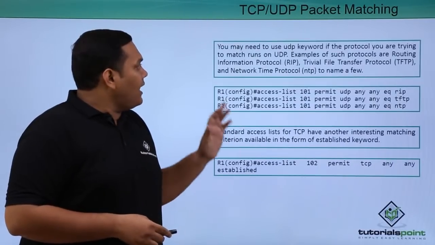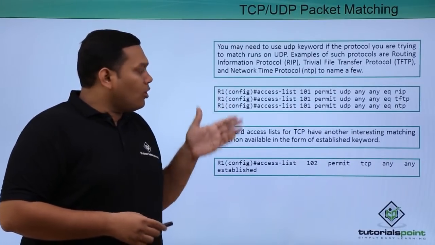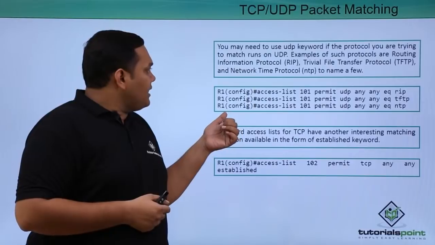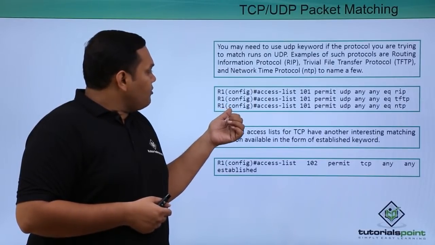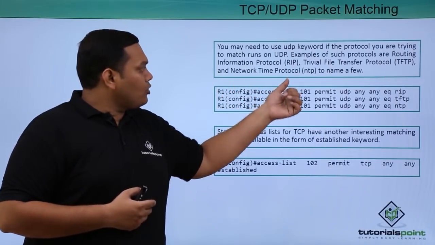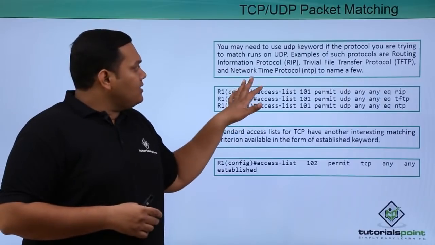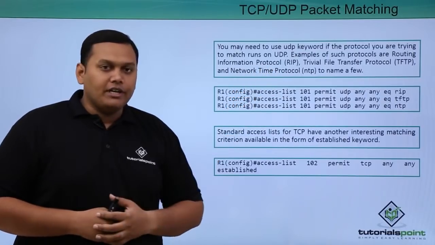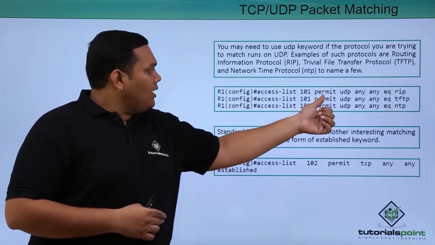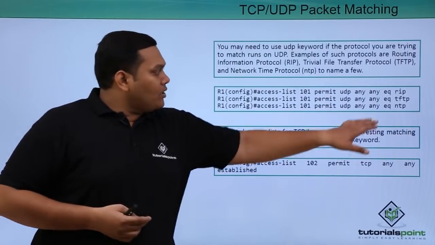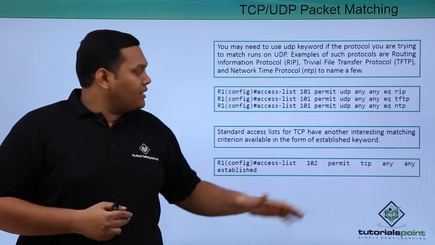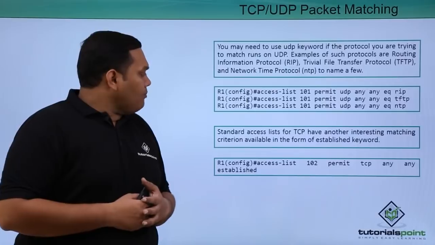You will need to use the UDP keyword if the protocol in your extended access list packets is UDP. It covers the Routing Information Protocol, Trivial File Transfer Protocol and also the Network Time Protocol, to name a few. That means under UDP you can have these protocols configured and match on them, such as access-list 100 permit udp any eq rip. In the same way, UDP packets with TFTP, and UDP packets with Network Time Protocol.